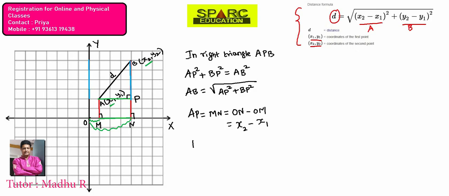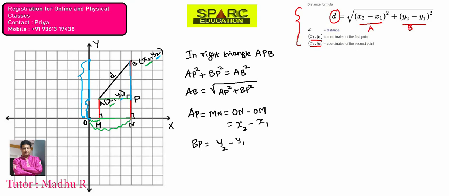How much is BP? BP is nothing but this entire distance minus this distance. And how much is that distance? That is the y coordinate of this point. And how much is this distance? That is the y coordinate of this point. So, I can write BP as y2 minus y1.